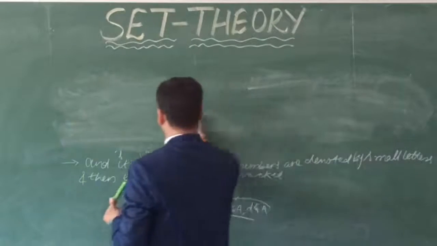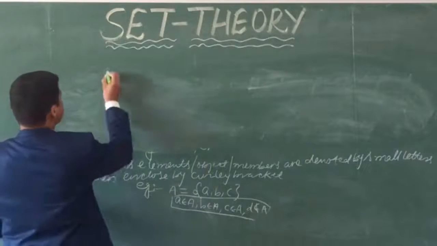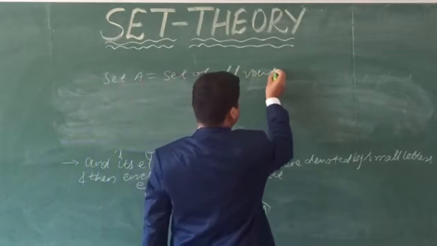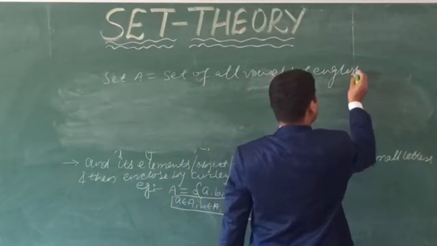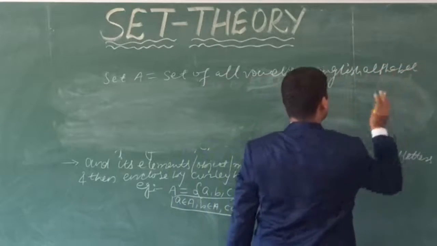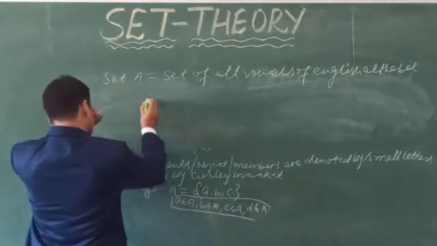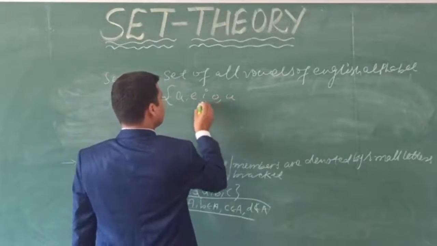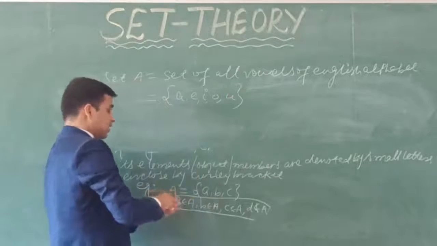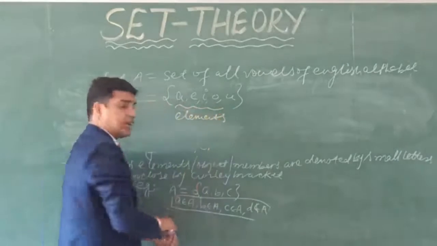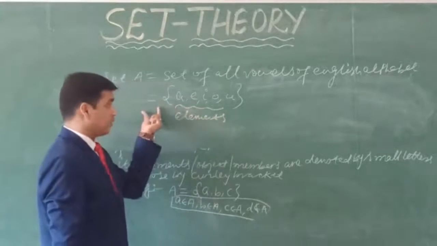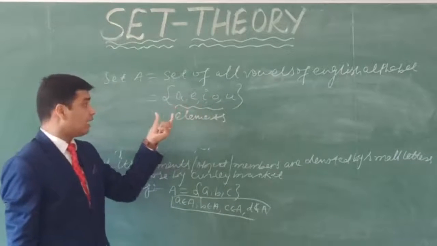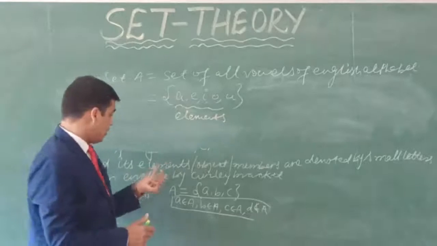is set A equals the set of all vowels of the English alphabet. So what is the meaning of this? See this here. Set A is there. What is the name of the set? A. And the set of all the vowels of the English alphabet means we know the English vowels are a, e, i, o, u. So these are the elements of this set A, or you can say members, or objects, of set A. Or you can say in this way: a belongs to set A, e belongs to set A, i belongs to set A, o belongs to set A, and u belongs to set A. Why? Because these are the elements of set A. So this is the notation of a set and its elements.